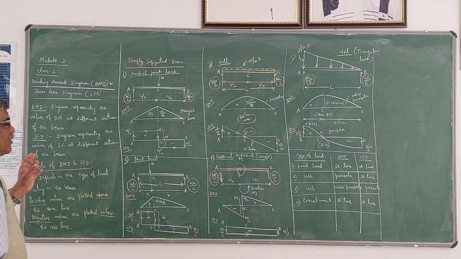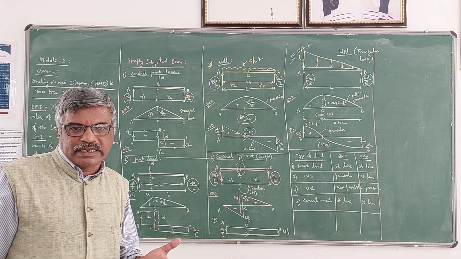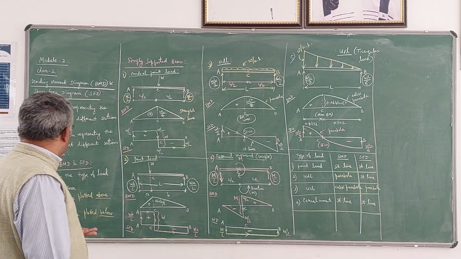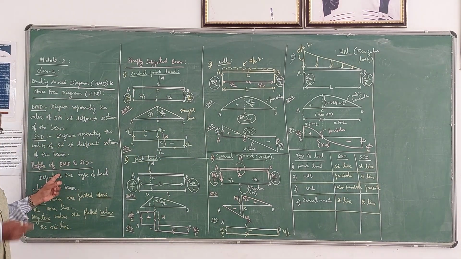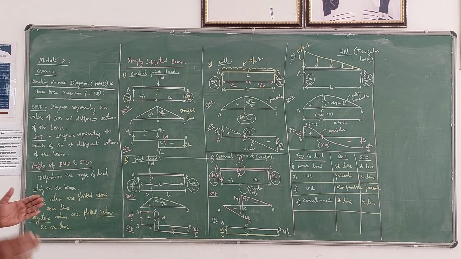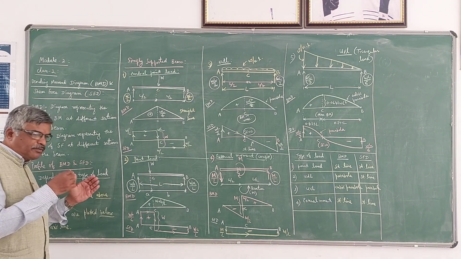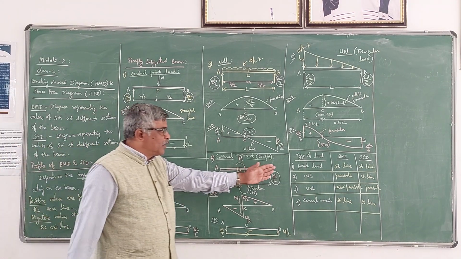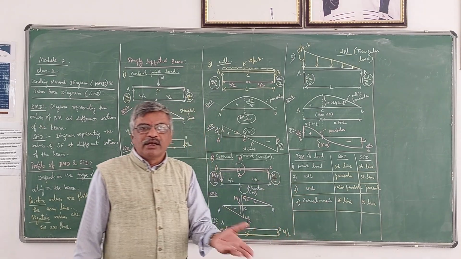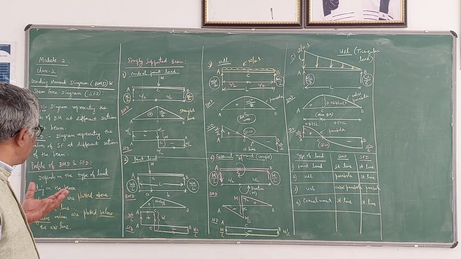So that is why we should know how to draw BMD and SFD for different load cases in the case of simply supported beam as well as cantilever beam. The profile of BMD and SFD always depends on the type of load acting on the beam. Different types of loads act on the beam: point load, UDL, triangular load or UVL, and external moment. Depending on the type of load, the profile of the diagram is decided.